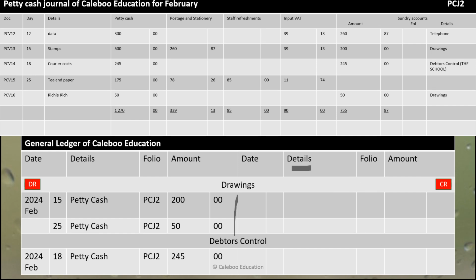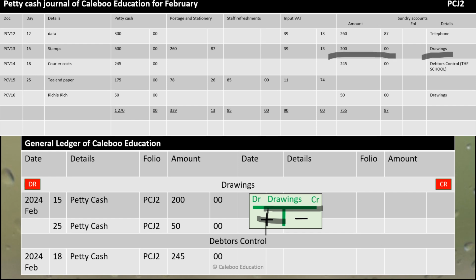The reason why the drawings account is debited is the rule says if there's an increase in drawings, the account gets debited. So drawings increased because Richard took 20 stamps, I remember, at 10 Rand each for his own personal use. And if the owner takes something for his or her personal use, we debit drawings. The rule says debit drawings.